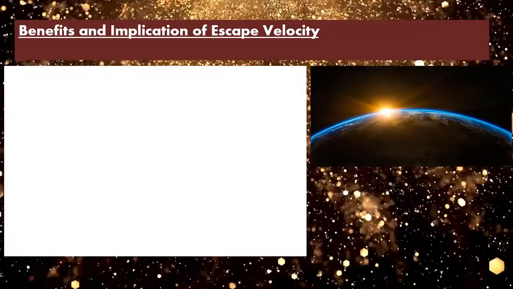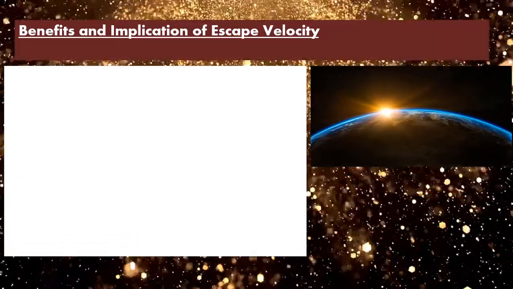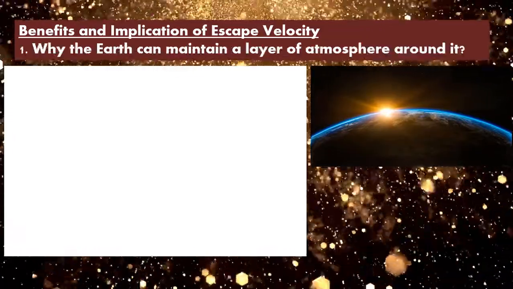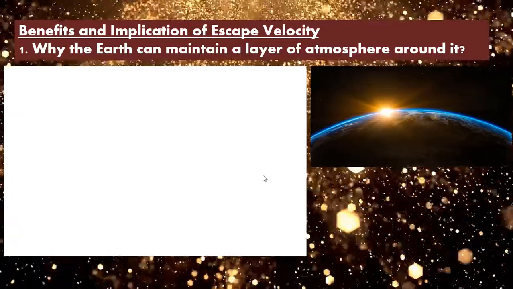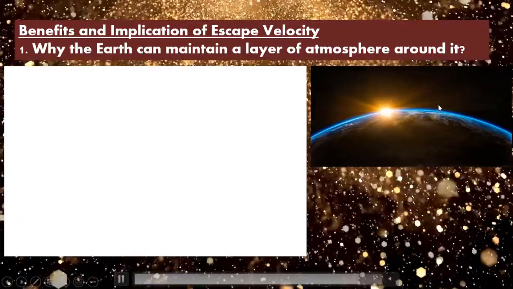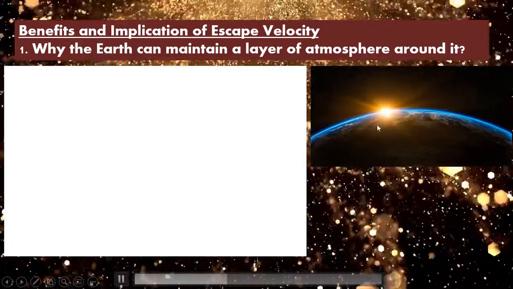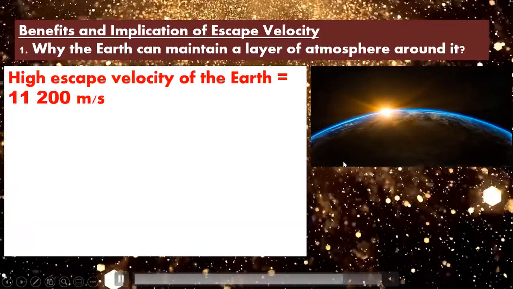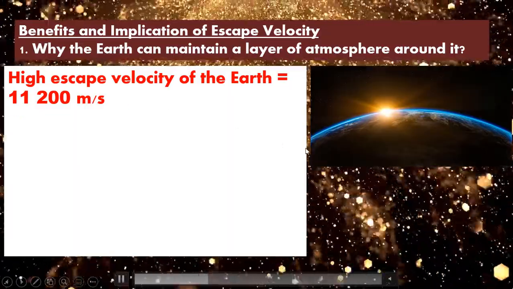Alright, now we will discuss the benefit and implication of escape velocity. We try to discuss 3 problems. First one is why the Earth can maintain a layer of atmosphere around it. Around the Earth's surface are the atmosphere molecules, the air molecules. The air molecules cannot escape. Why? The escape velocity of the Earth is high, 11,200 meter per second, that we calculated just now.